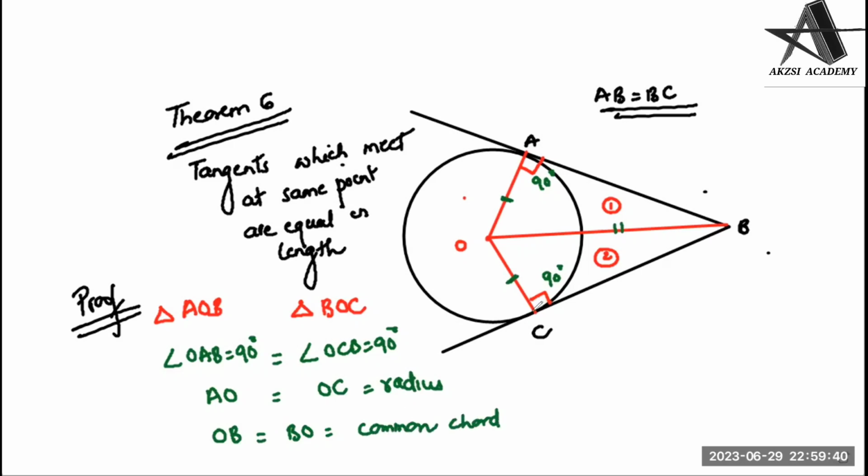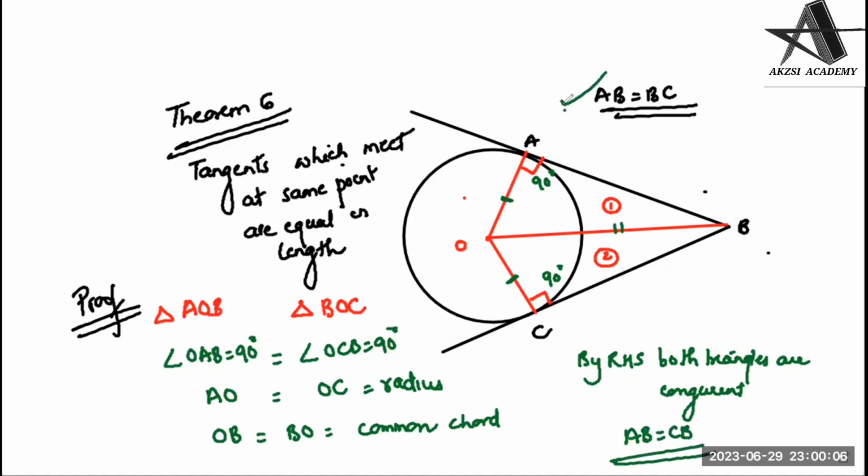So by the RHS rule, we can say that both triangles are congruent. And if both triangles are congruent, then by CPCT, I can say that the length AB is equal to CB, and that is what we had to prove.